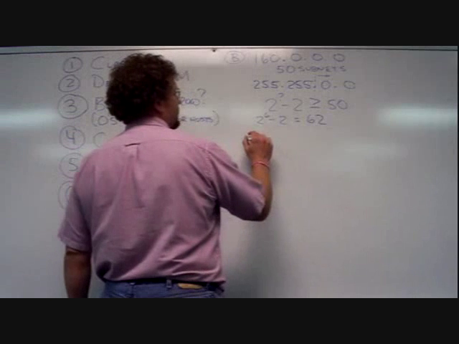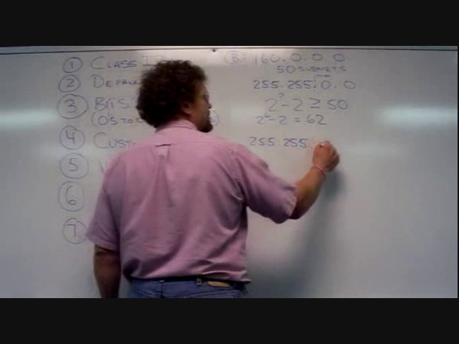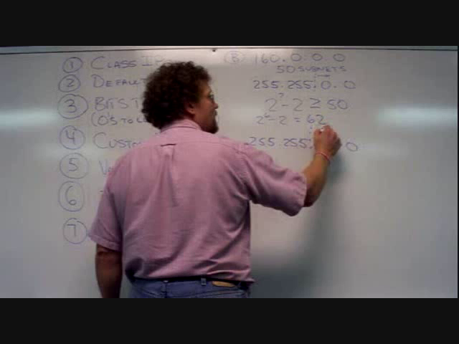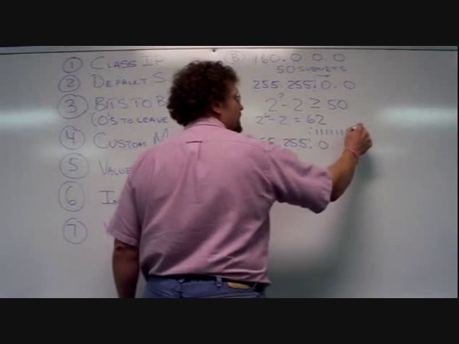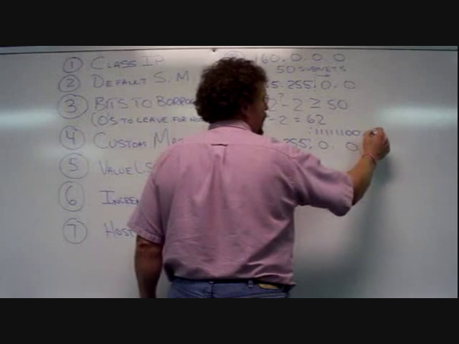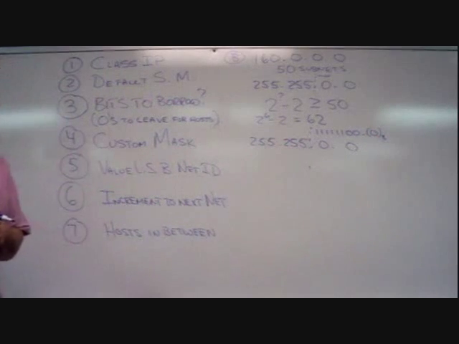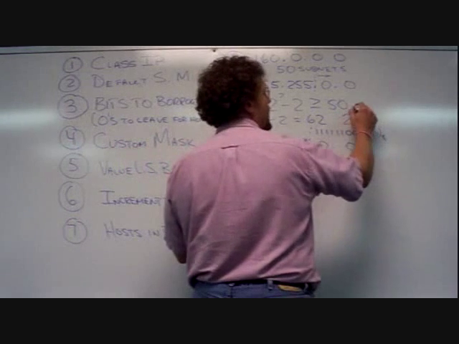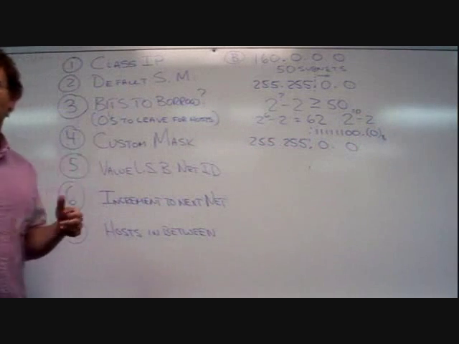That means from the default mask 255.255.0.0, I've borrowed an additional 1, 2, 3, 4, 5, 6, leaving 2 bits in the 3rd octet and all 8 bits, my shorthand for all 8 bits, in the last octet remaining. This means that the number of hosts per net is 2 to the 10th minus 2, or 1022.